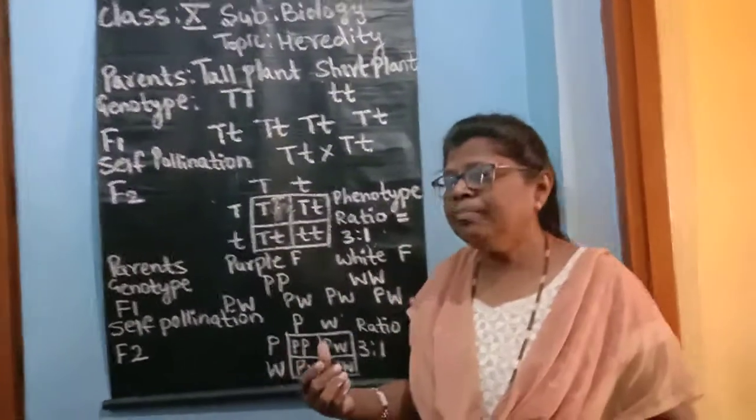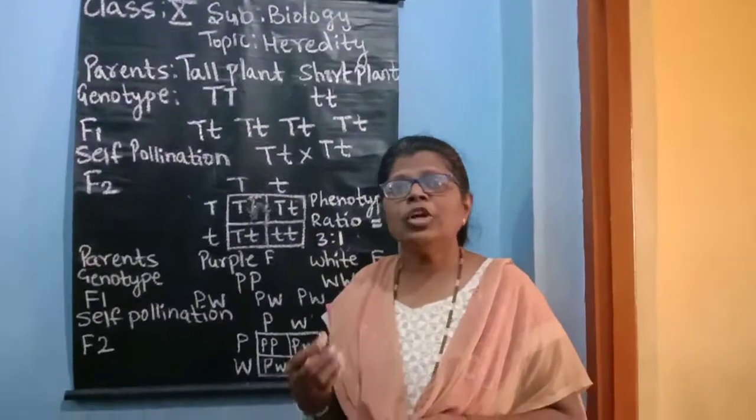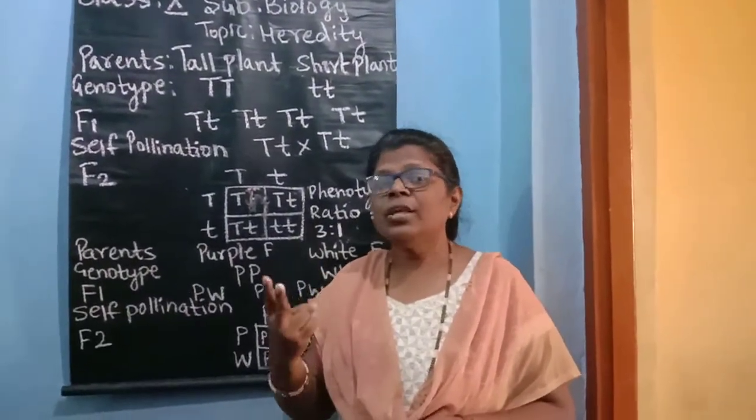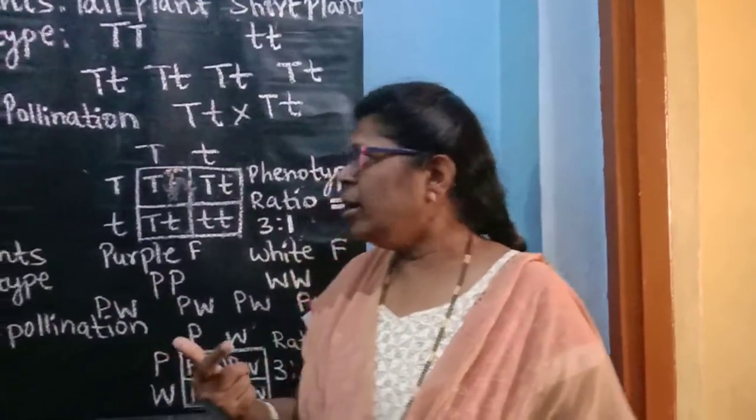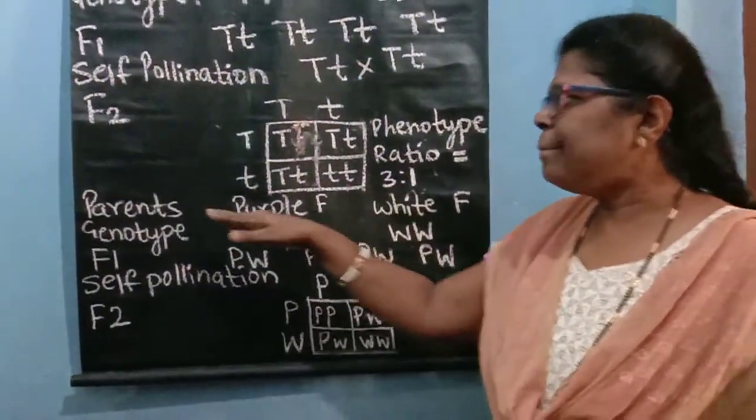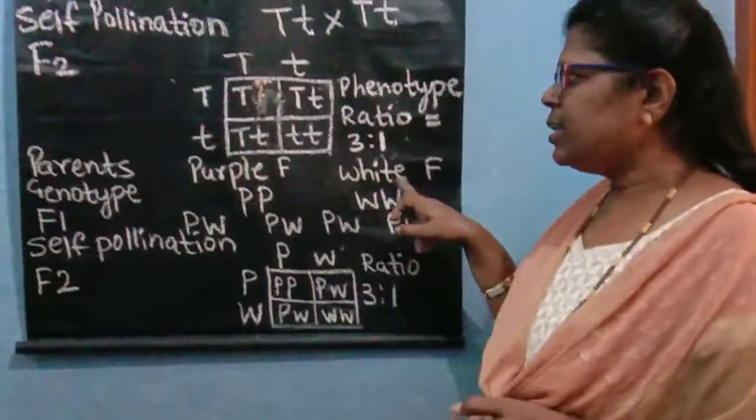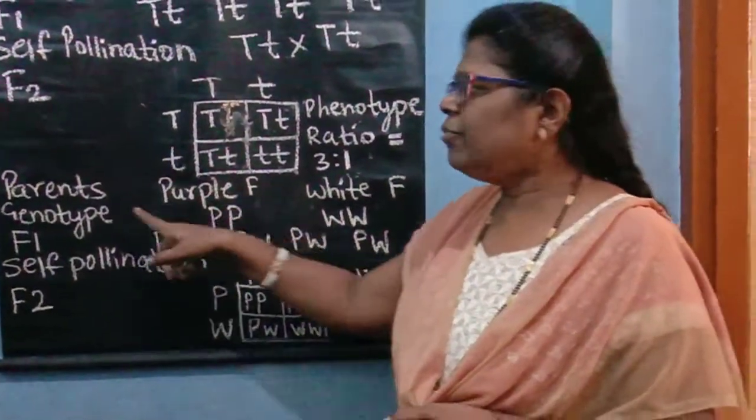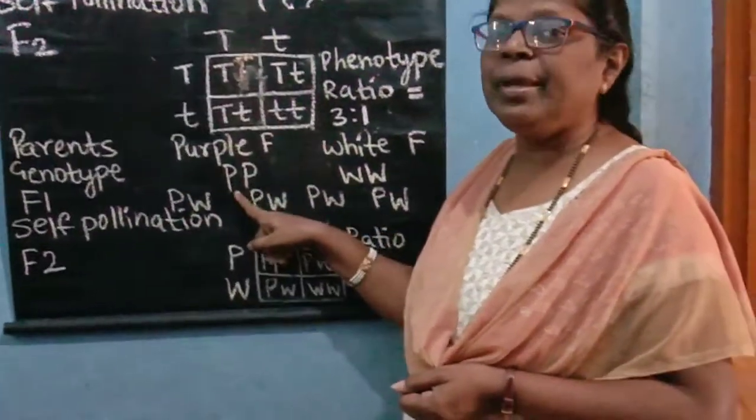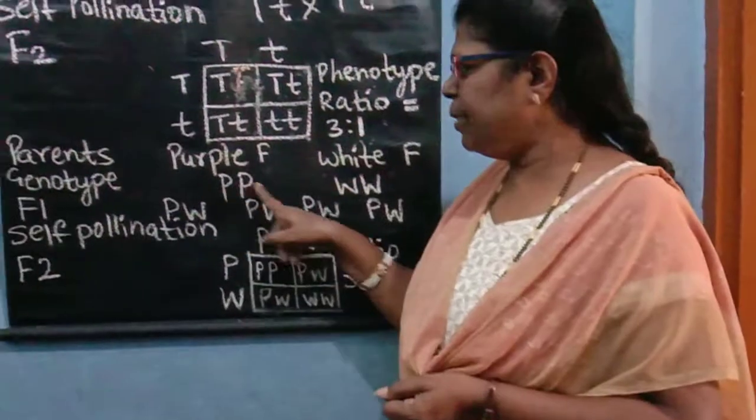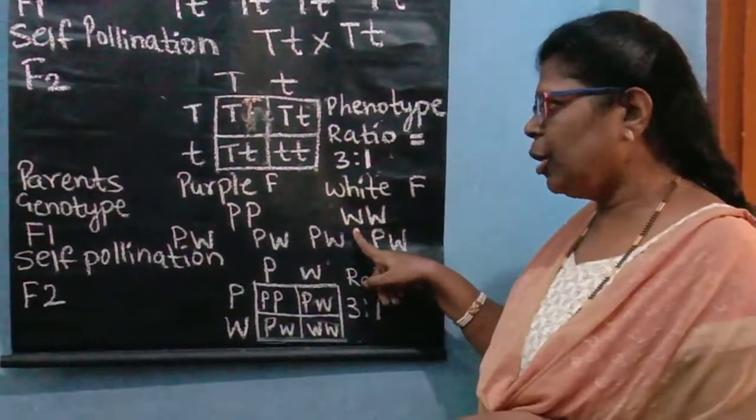In the same way, let us see the next experiment which Mendel took. So he took two flowers. One was of purple flower and the second one was of white flower. So in the same way we have to write parents, purple, then the second one is white flowers. F stands for the flowers. Then we have to write the genotypes. Genotype of purple flower will be capital P, so two P's you have to write. And for white flowers you have to write two small w's.